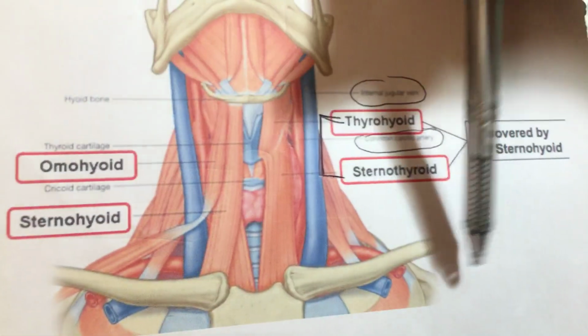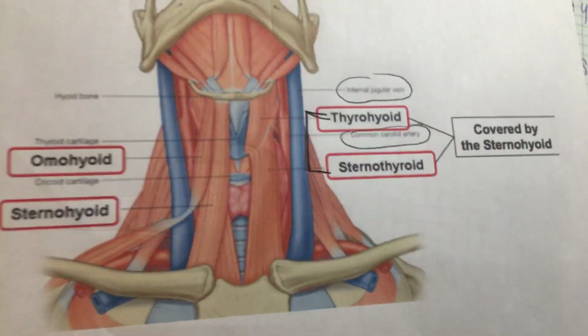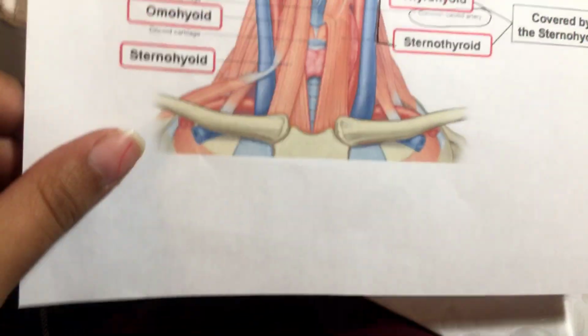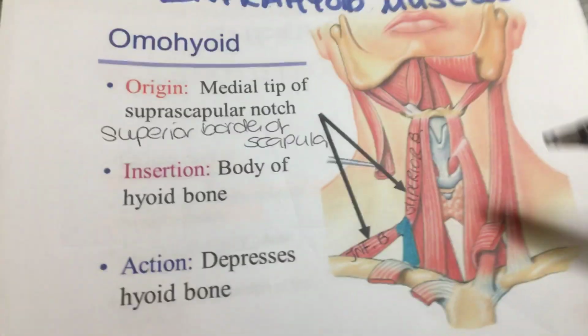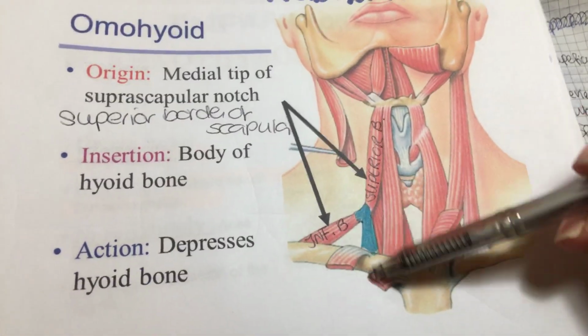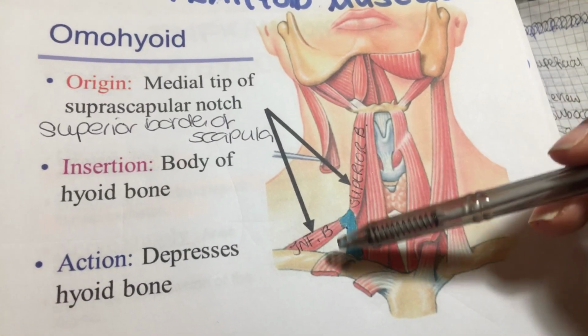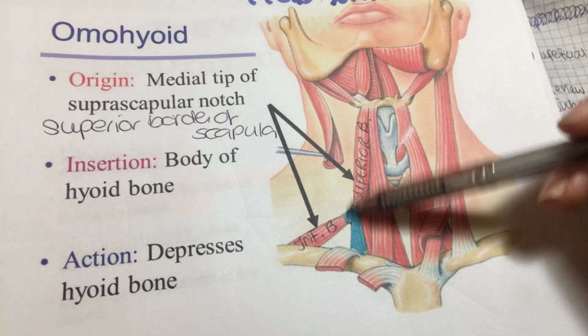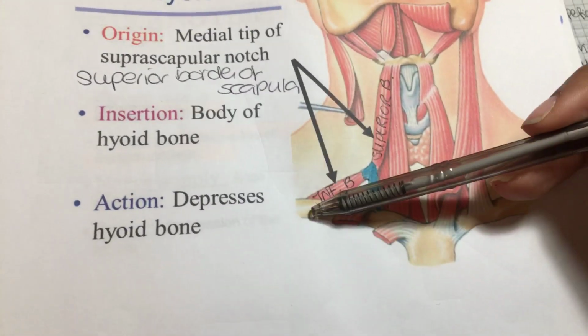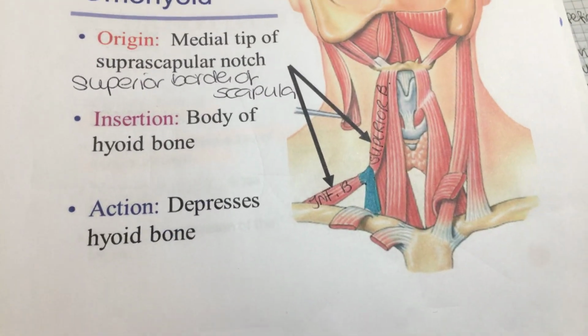Here is a demonstration of how sternothyroid and thyrohyoid are covered by sternohyoid. Now another fun one is the omohyoid. The omohyoid has a superior belly and an inferior belly, and this is attached by a pulley to the clavicle, and the superior belly is attached to the tendinous insertion, but the inferior belly comes from the superior border of the scapula, and the superior belly inserts on the hyoid bone lateral horn.